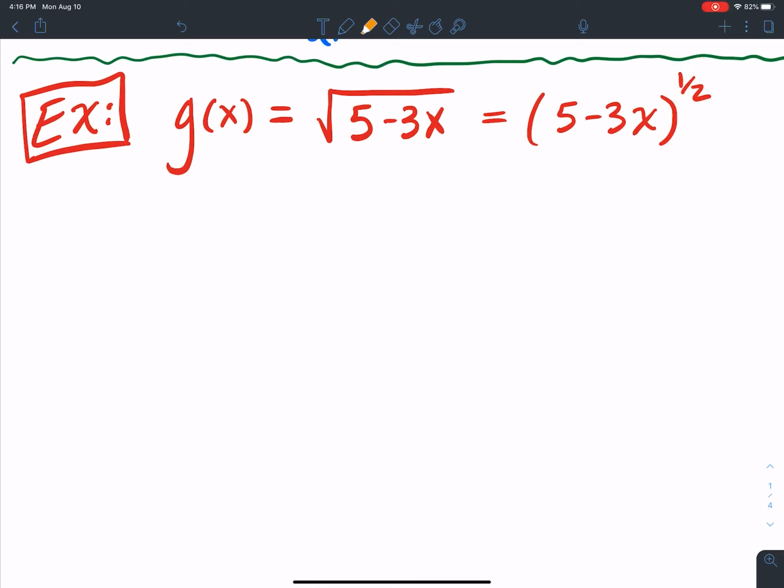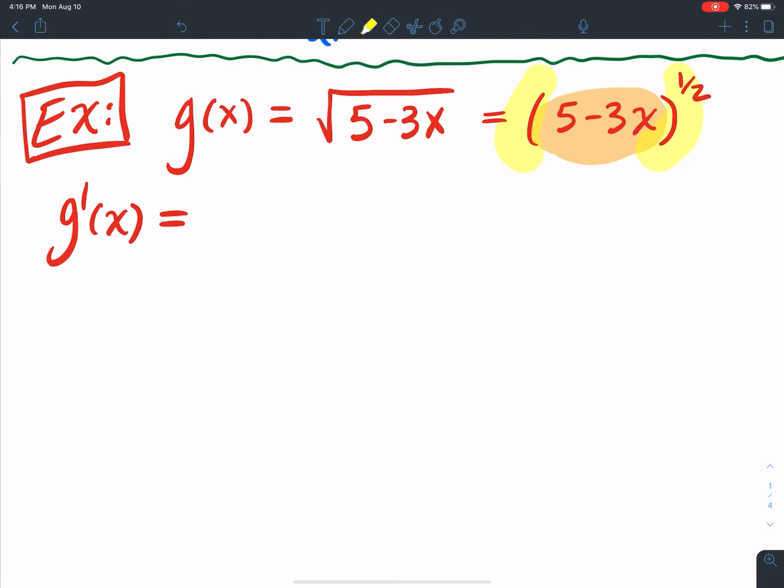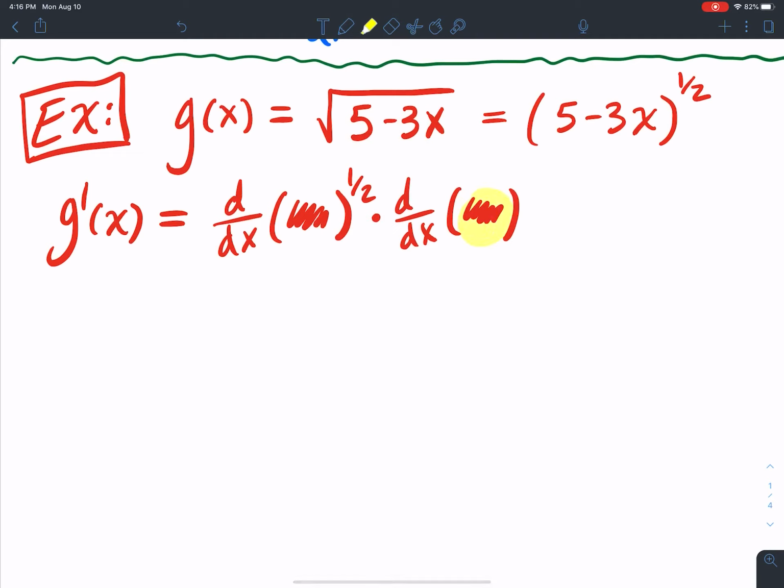Okay? And so whenever I do this, now I'm going to try to take the derivative of this. And so this is my inside function. And then something raised to the 1/2 is the outside function. So I'm going to take the derivative of the something first. So something to the 1/2 times the derivative of the inside function. The inside function, that blob, is 5 minus 3x.